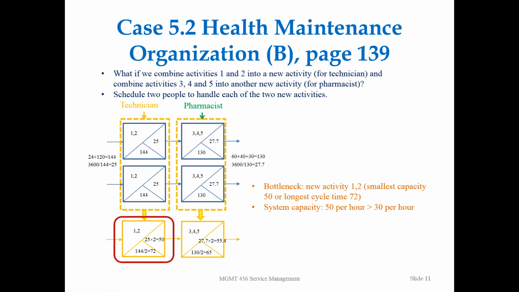So the new bottleneck activity is activity 1 and 2 because it has the smallest capacity or longest cycle time, 72 compared to 65. System capacity is 50 per hour. In the original design, the system capacity was 30 per hour. So now it's better. With only 4 people hired, we can do even better than the original case when we had to hire 5 people. So that is the last example.